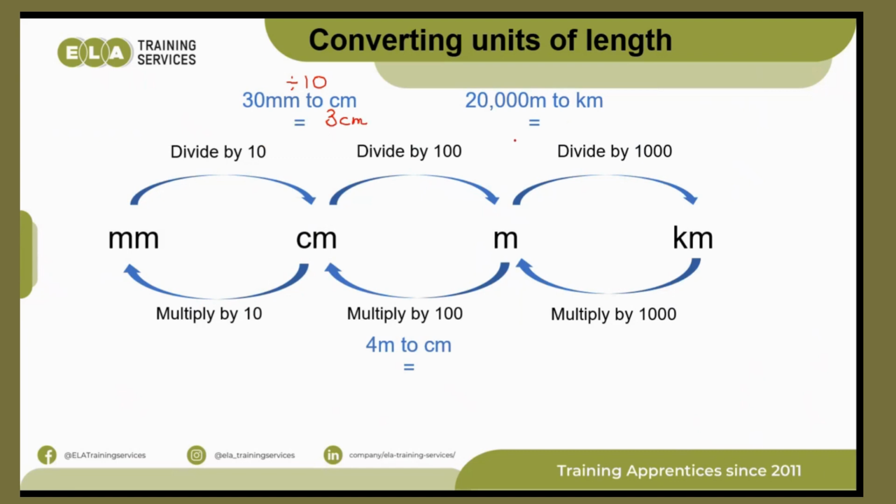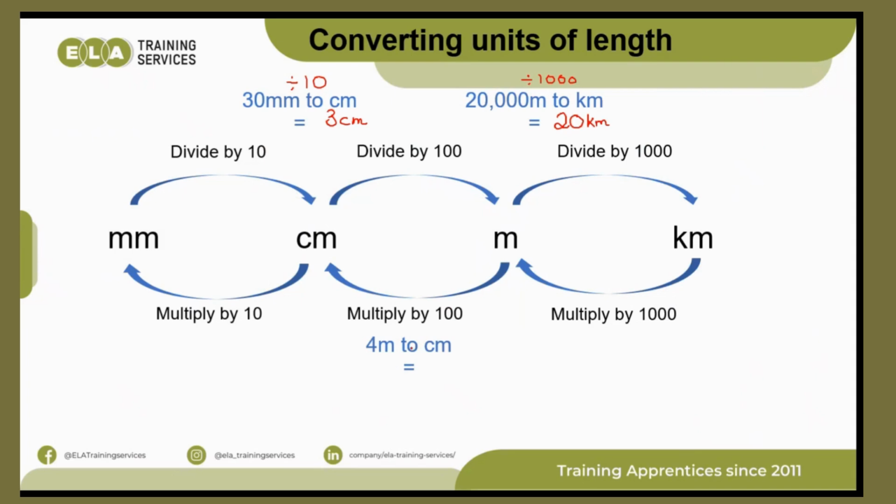Okay, we've got 20,000 metres now, and we want to convert it to kilometres. So now we're going to divide by 1,000. And another way of dividing by 1,000 is we can knock off 3 zeros. If we didn't have the right amount of zeros, we would put a decimal point here and hop back 3 places. So our answer would be 20.